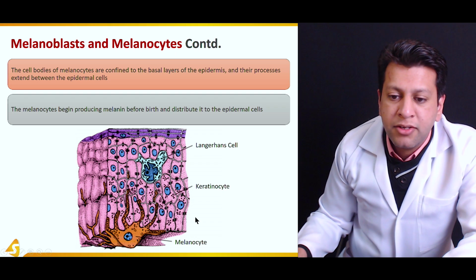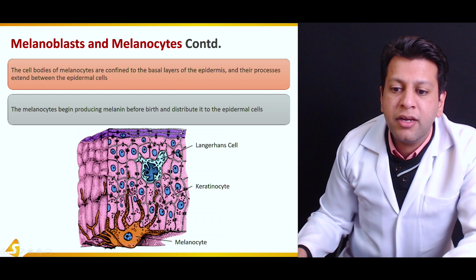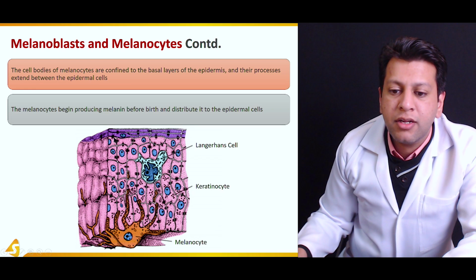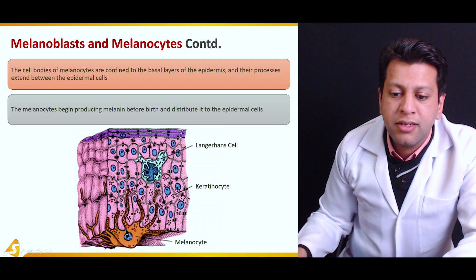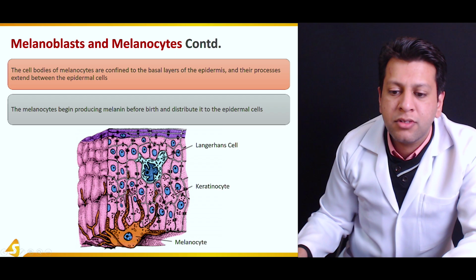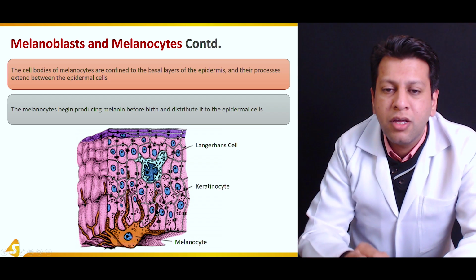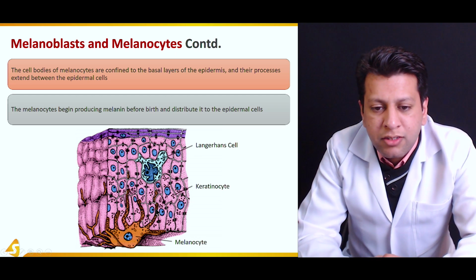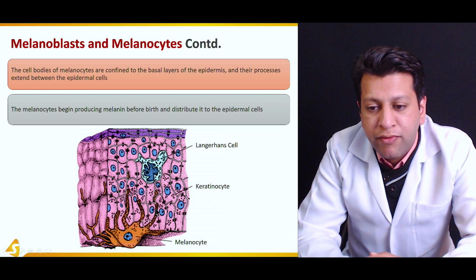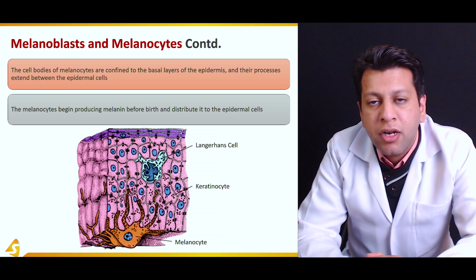Now, this is the stratum germinatum. As you can appreciate, the cells are dividing and giving rise to keratinization. Now they lie at the dermoepidermal junction and they extend their processes. You can appreciate in this diagram there are long processes extending into the epidermis. The melanocytes begin producing melanin before birth and distribute it to the epidermal cells.